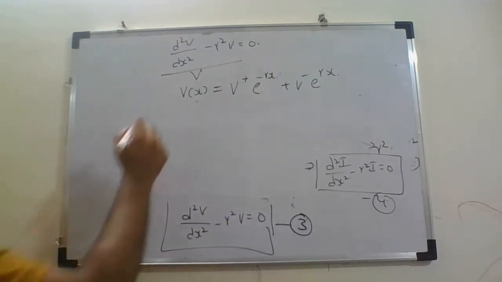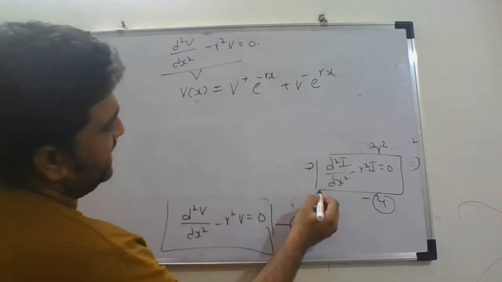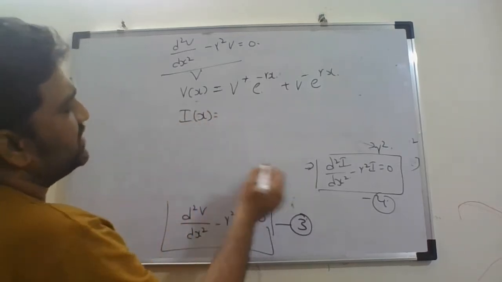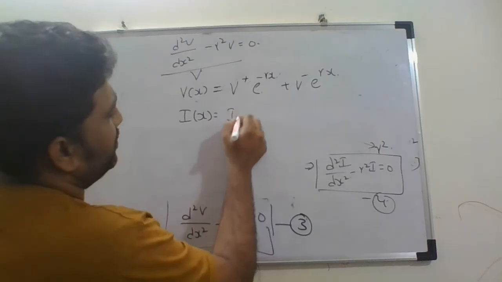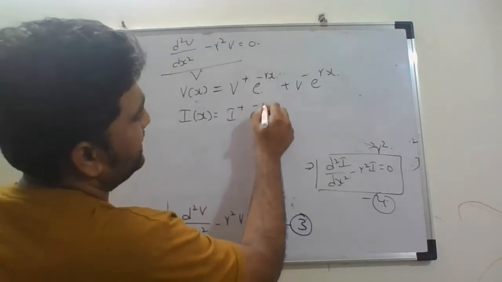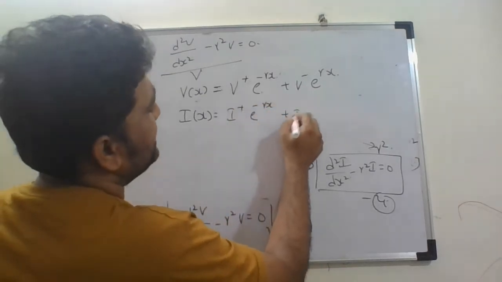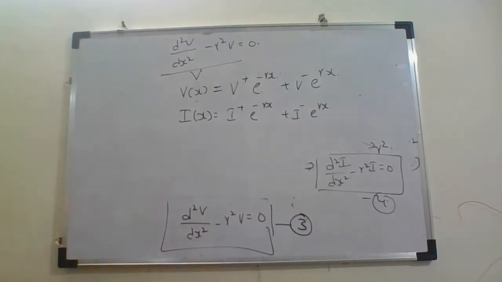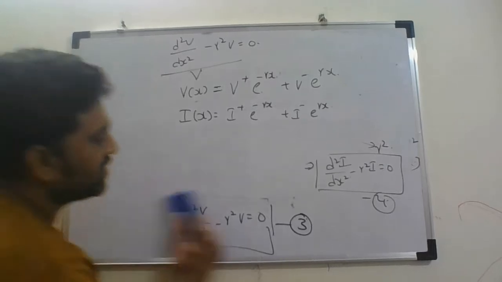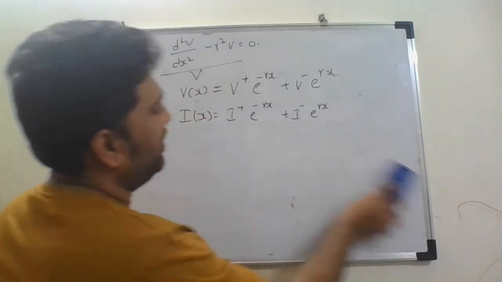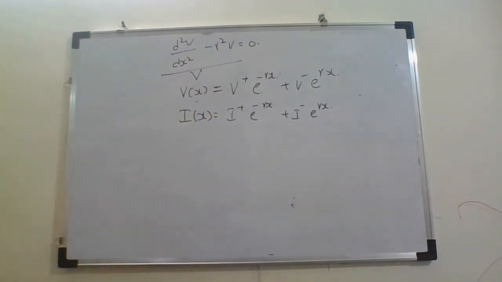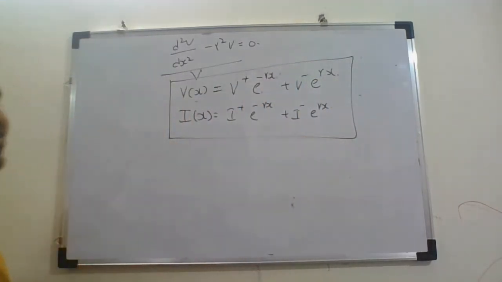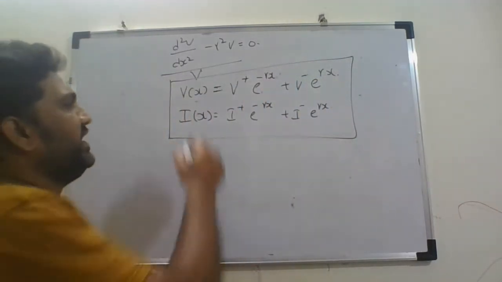Similarly, if I take this as the current expression and write the general solution for that, I get I of x is equal to I plus into e power minus gamma x plus I minus into e power gamma x. So these are my two important expressions. These are the solutions for voltage and current of a transmission line at any point x.